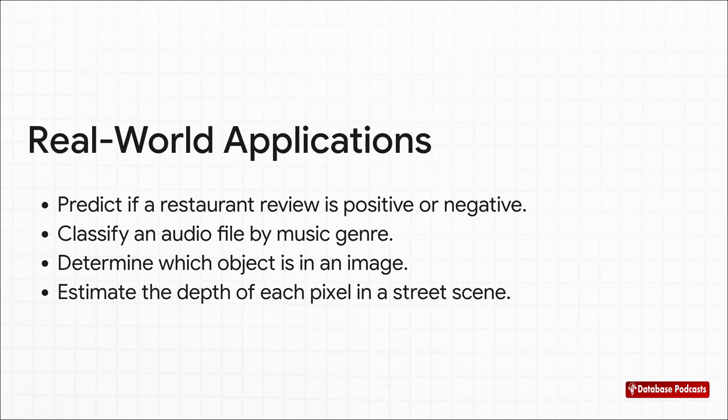It can read thousands of restaurant reviews to figure out if a new one is positive or negative. It can listen to a song and tell you if it's rock or jazz. It can look at a picture and say, yep, that's a cat. It can even do really complex stuff, like look at a photo of a street and estimate how far away every single pixel is from the camera.